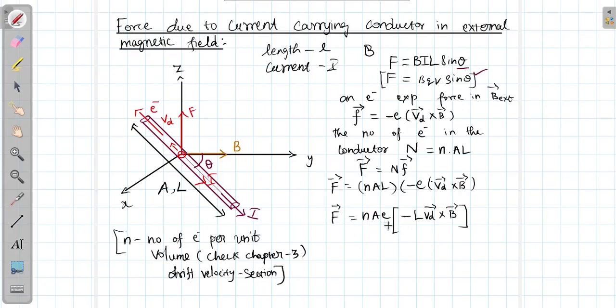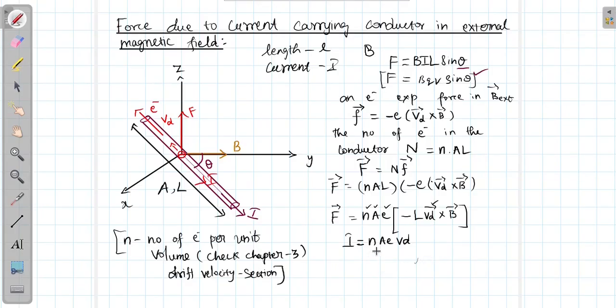Now what happens now? We have some small consideration. Based on the vector rule, we know the current and drift velocity relationship. I equal to NAE VD. Now compare these two equations. NAE and VD is kept here. So we are going to replace this one with I.